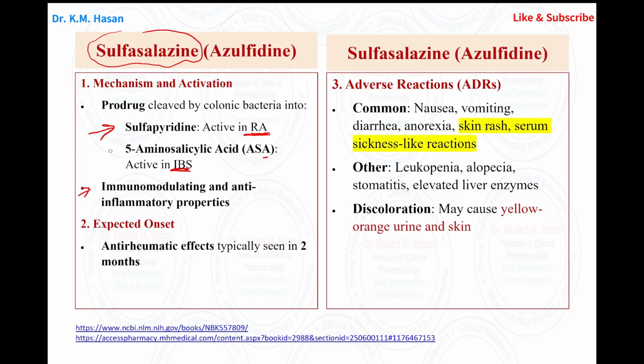Expected onset of action when you prescribe sulfasalazine to your patient: this medication takes at least 2 months to start seeing the anti-rheumatic effect. So here we have a long term; we need about 2 months, like 60 days, to see the effect of sulfasalazine. Okay, sulfa in general is the second most popular medication class responsible for allergy. So please remember sulfa as the second medication responsible for drug allergy.